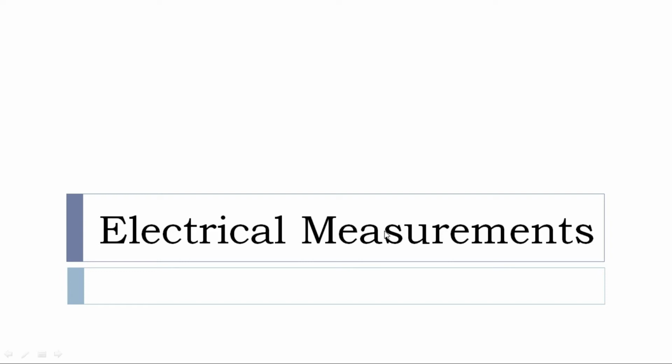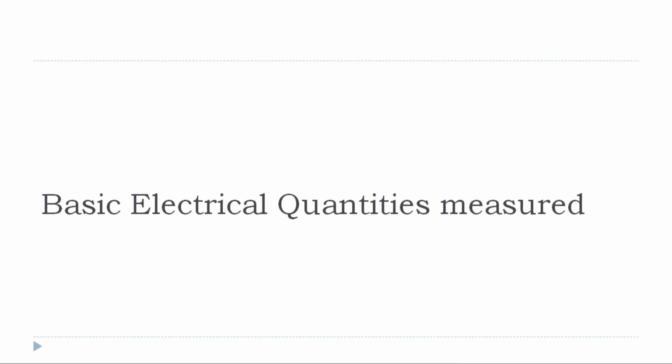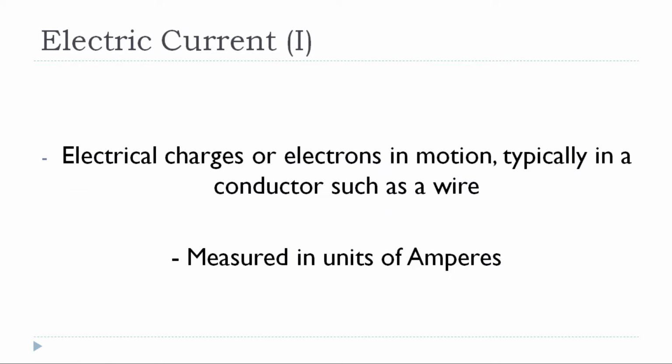Okay, let's discuss electrical measurements. So let's first discuss the basic electrical quantities that are being measured. I'm sure most of you are familiar with what I'm about to say. The first is the electrical current, or I. Recall that electrical current is the electrical charges or electrons in motion. Typically, makikita ito sa isang conductor, such as a wire. And electrical current is measured in units of amperes.